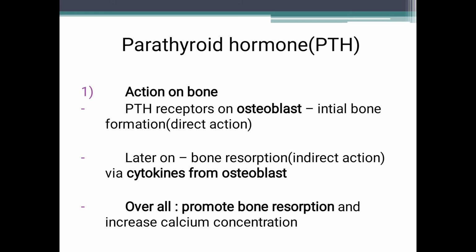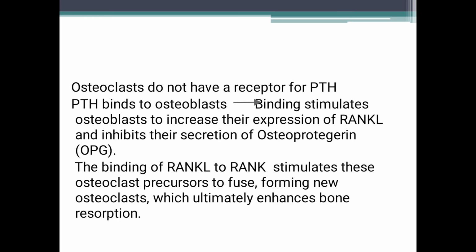First, initially, it causes bone synthesis. The osteoblasts have PTH receptors. So the PTH directly acts on the osteoblast and causes bone synthesis. Whereas the osteoclasts do not have receptors for PTH. Osteoclasts are for bone resorption. So how is it acting on the osteoclast? The osteoclasts do not have receptors for PTH.